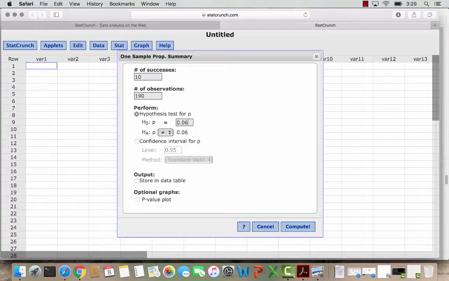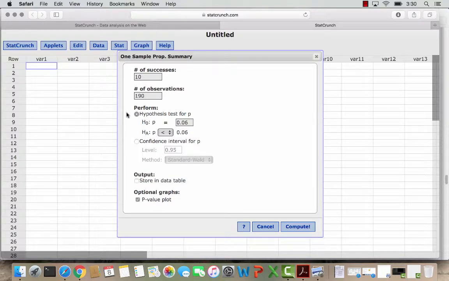So remember, StatCrunch is very helpful, and it knows that you need to have the same number in the null and the alternative hypotheses. So as soon as I type the 0.06 in my null hypothesis, it auto fills that in for my alternative hypothesis. And so I just now need to adjust my inequality to be less than. And I like to see the p-value plot, so I'm going to check that.